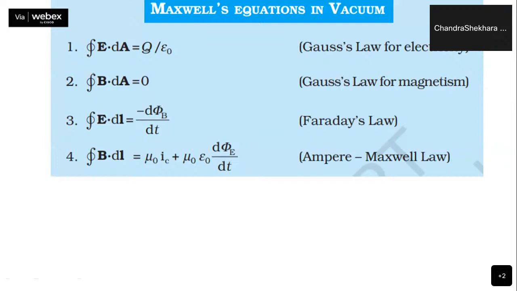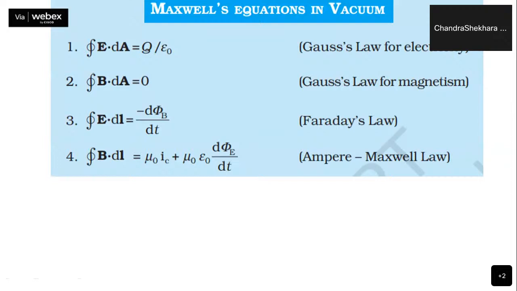Similarly, the second equation: the integral over a closed surface of B dot dA, where B is the magnetic field and dA is the area element, is equal to 0. That is Gauss's law for magnetism. The third: the line integral of E dot dl over a closed loop is equal to minus d phi by dt, where phi is the magnetic flux. That is called Faraday's law.